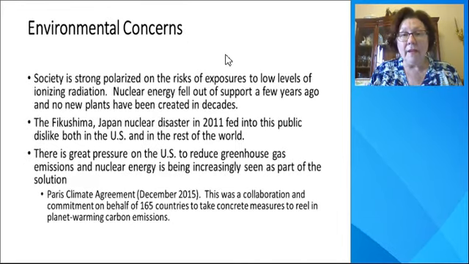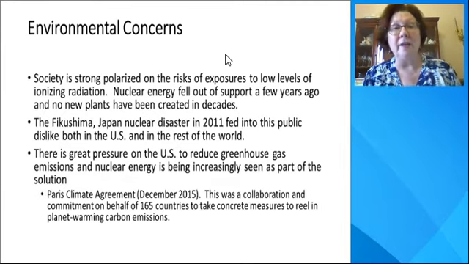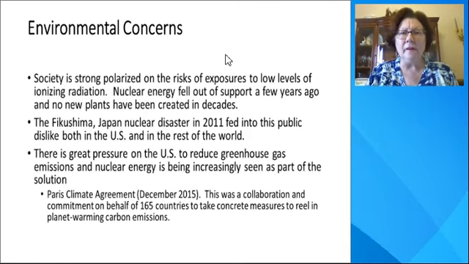So, when talking about nuclear power, one of the biggest concerns is environmental. Society is very polarized on the use of nuclear energy, particularly on the risks of exposure to low levels of ionizing radiation. Nuclear energy really fell out of support a few years ago. There have been no new plants created in decades.